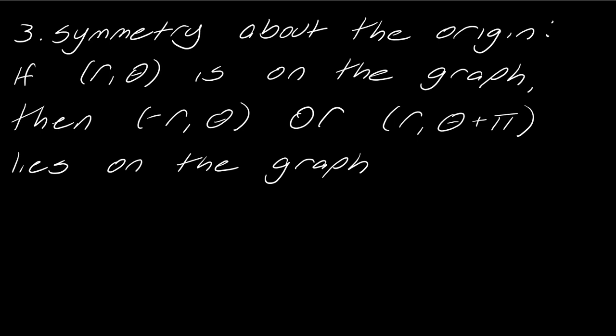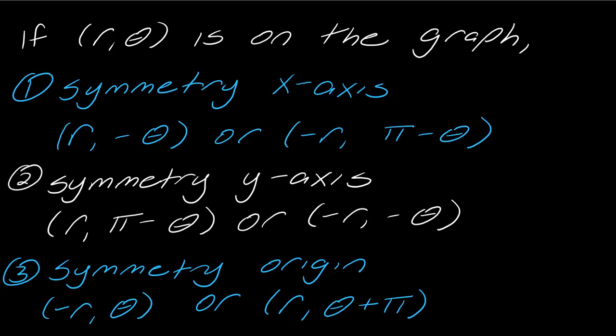So to summarize all of this, if I have (r, theta) on my original graph: for the x-axis, I need to have (r, negative theta) or (negative r, pi minus theta). Symmetry about the y-axis, (r, pi minus theta) or (negative r, negative theta). Symmetry about the origin, (negative r, theta) or (r, theta plus pi). The thing with these being ors is that one or the other has to hold. It's possible that one might not hold and the other will hold, so you have to check both.